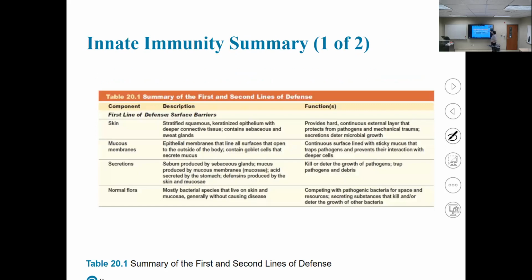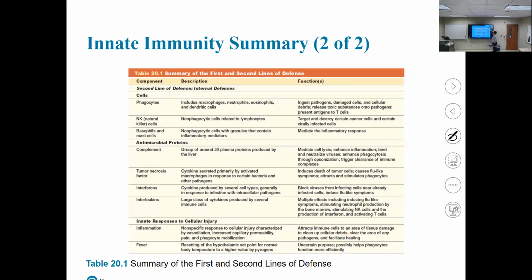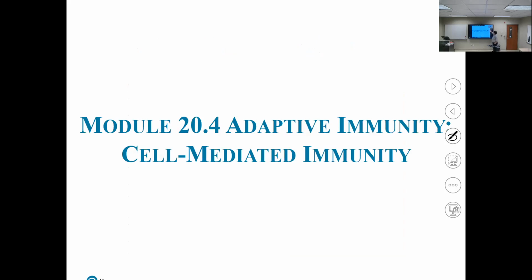So here we go, summary. Here's the innate ones. I didn't get where I want to get to. Here is the second line of defense. The phagocytic cells, neutrophils, natural killer cells, basophils, complement, all these chemicals that are made by the cells, all that is the second defense. And the third defense is one I just told you, right? B cells and the helper T cells have that antigen presented.